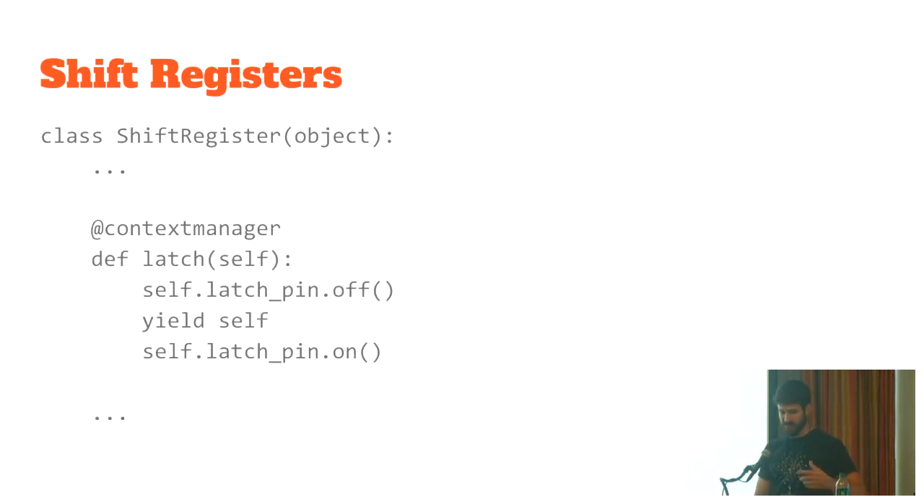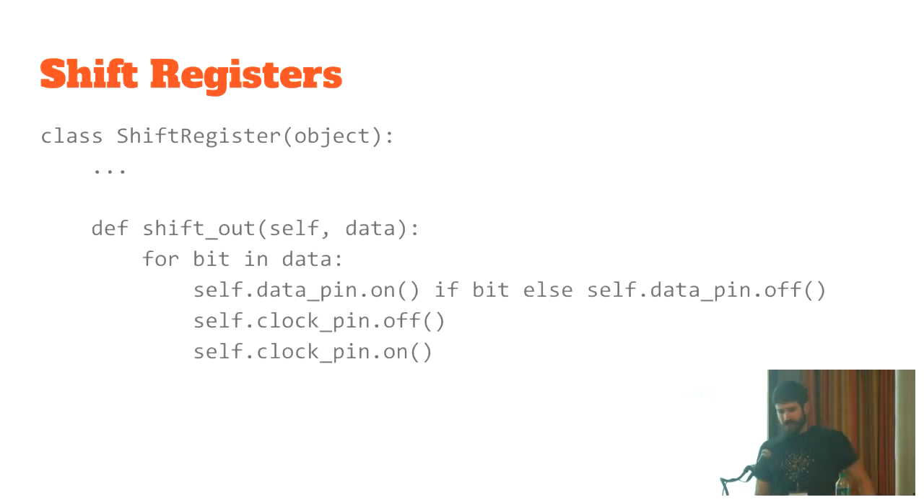So that's what this method here is all about: basically setting that latch pin low, then you do whatever you want to do with the shift register object, and then it sets the latch pin high for you at the end. And this is the method for shifting data out. You basically just give it a list of 0s and 1s, and it will loop through the data, and it will set the pin high or low depending on if you've given it a 1 or a 0 in that list. And then it does this clock pin off, clock pin on, which is, again, the idea of clocking data in. It shifts the state of the register, shifts that data over.